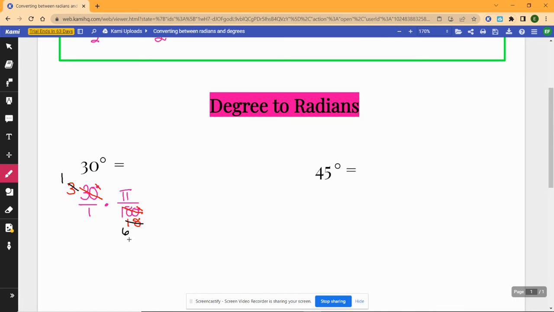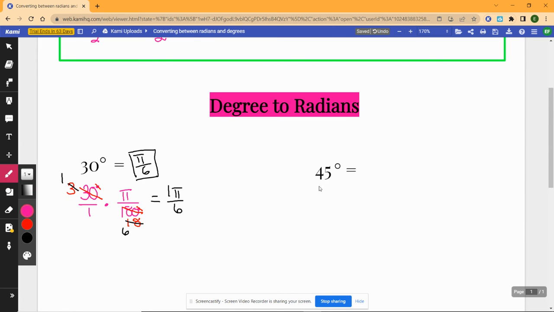In order to multiply fractions, I go straight across. So in my numerator, that's 1 times pi, or 1 pi. In the denominator, it's 1 times 6, or 6. We do not need the 1 in front, so we can just say that 30 degrees is equivalent to pi over 6 radians. Doing this one more time.